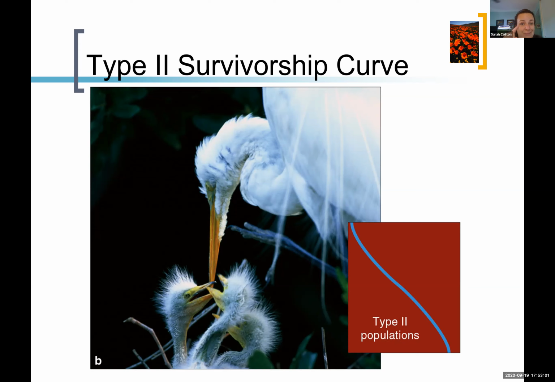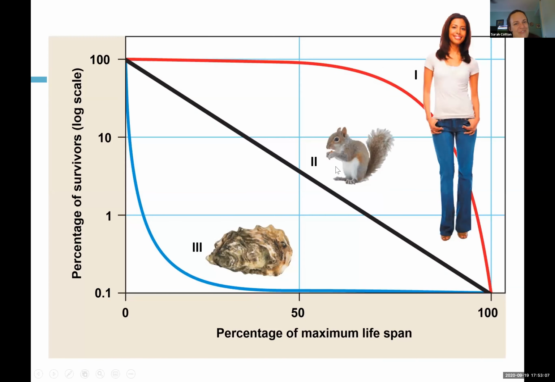So that is type 2 survivorship, okay? So here's a little comparison. There's my squirrel, type 2 survivorship, right? And there's a lovely young lady with our type 1 survivorship curve. And there's an oyster, okay? So if you don't know this about oysters, you will now.